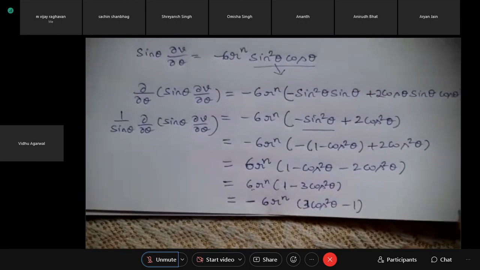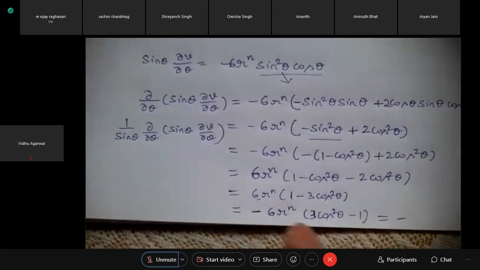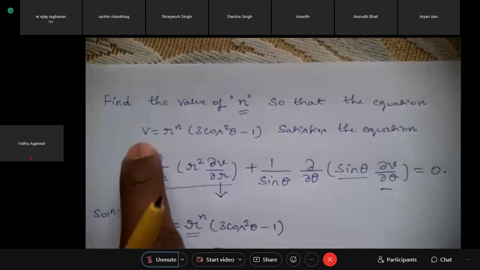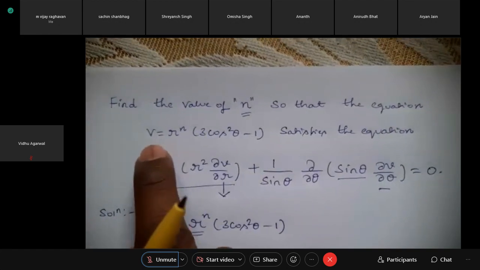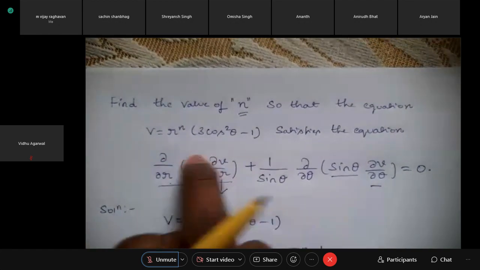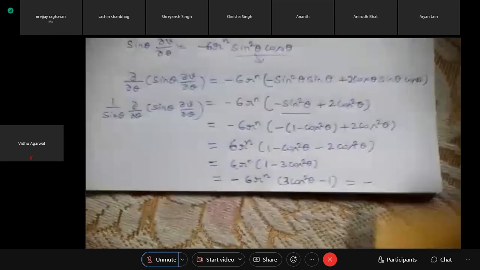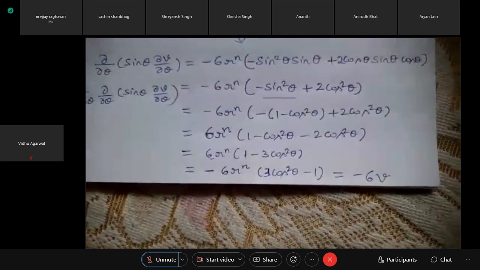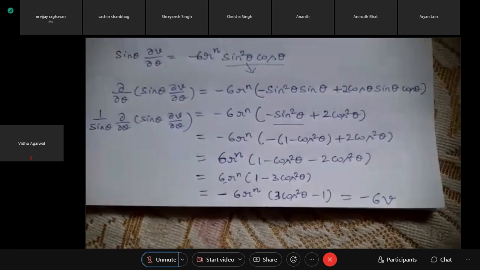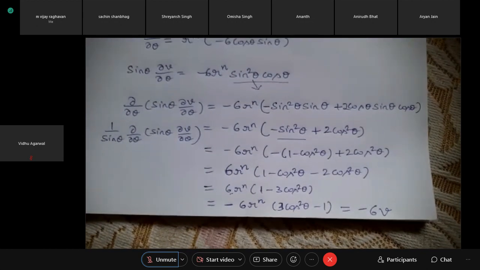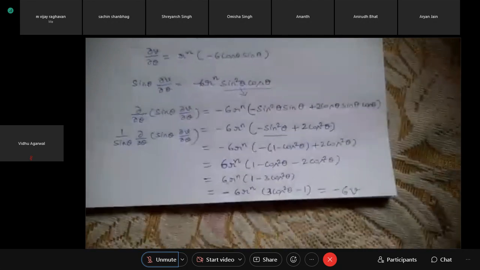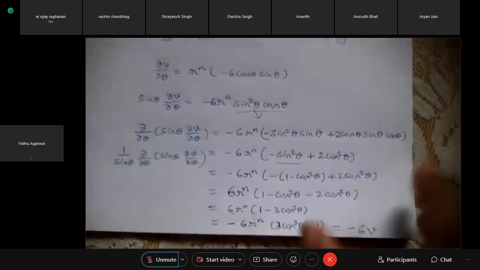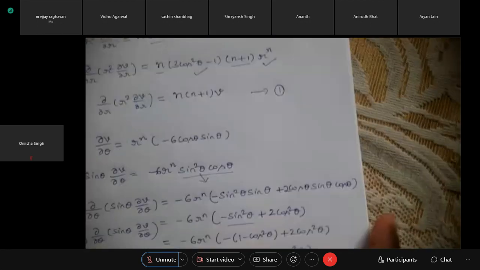Why have I done this? R power n into 3 cos square theta minus 1 is considered to be the given function v. Can I rewrite this r power n into 3 cos square theta minus 1 as just v? Yes, sir. If anything is wrong, please let me know. It's minus 6v only. Minus 6v. Good.